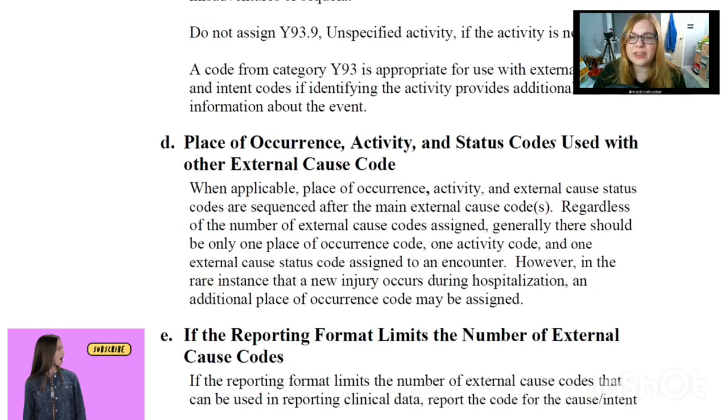Place of occurrence, activity, and status codes used with other external cause codes. When applicable, place of occurrence, activity, and external cause status codes are sequenced after the main external cause codes. Regardless of the number of external cause codes assigned, generally there should be only one place of occurrence code, one activity code, and one external cause status code assigned to an encounter. However, in the rare instance that a new injury occurs during hospitalization, an additional place of occurrence code may be assigned.